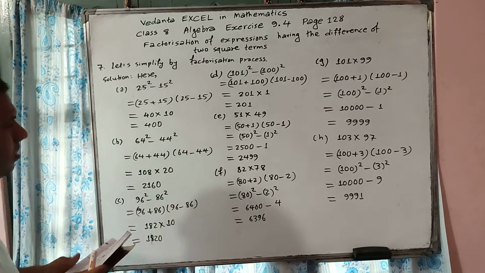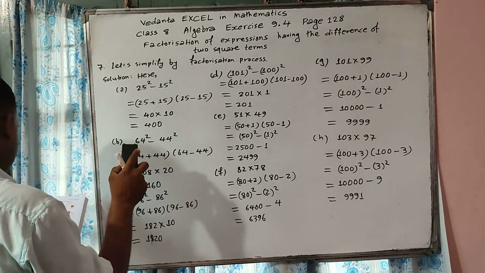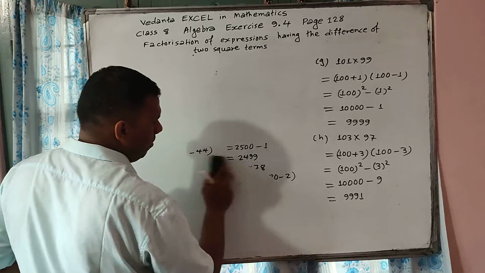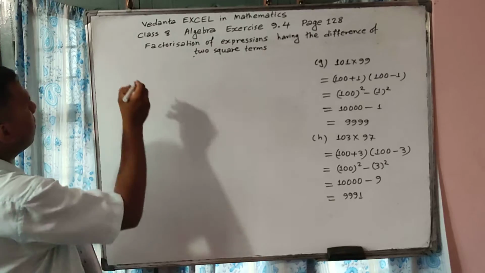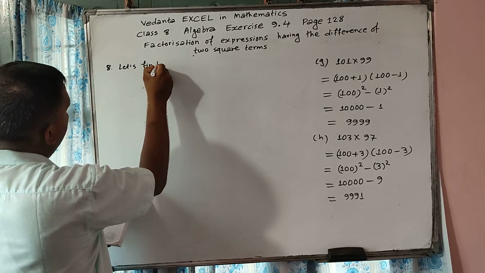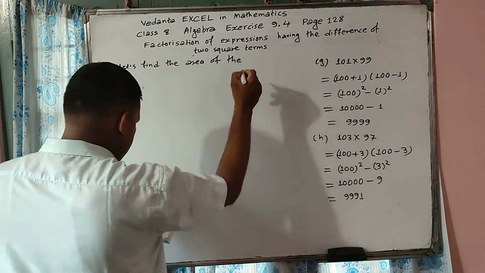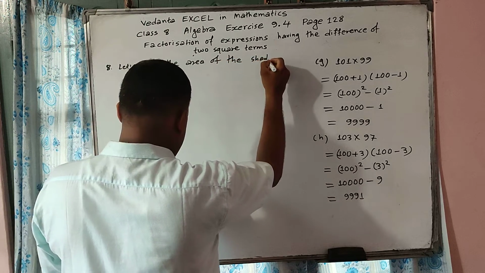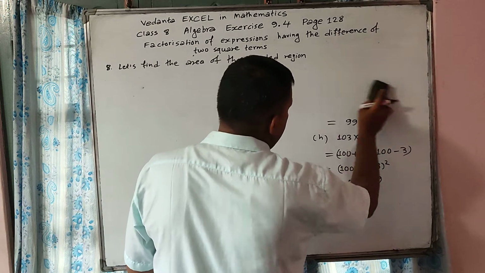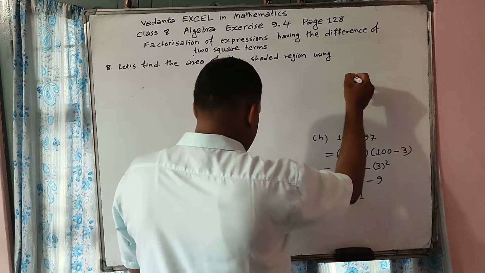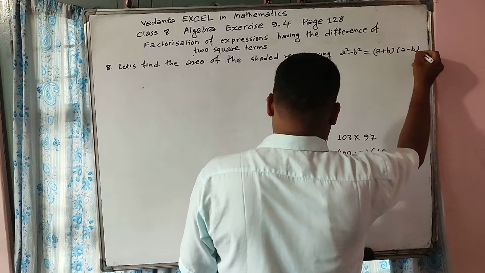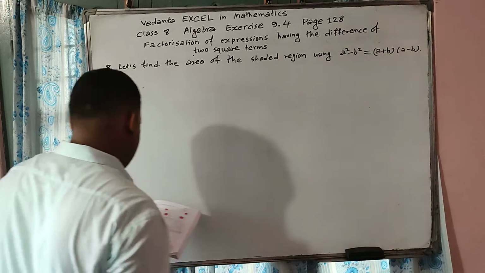Now we go to question number 8. Let's find the area of the shaded region using a square minus b square equal to a plus b into a minus b. Now its solution.